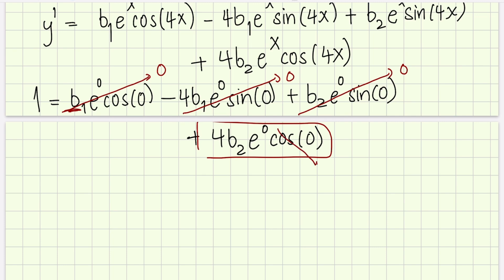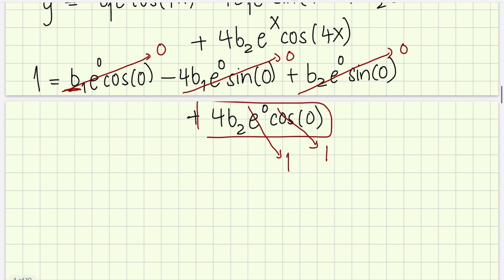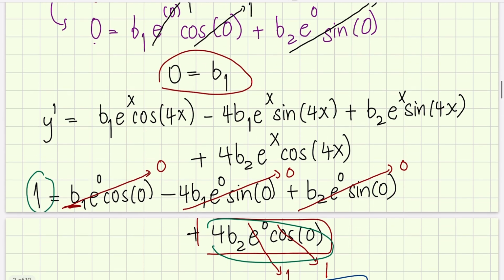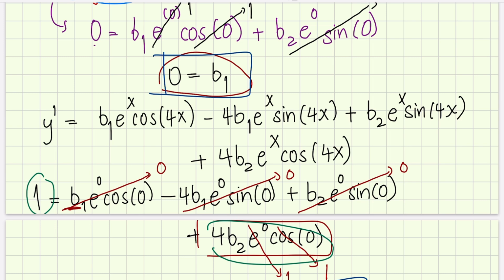Now cosine 0 is 1. E to the power 0 is 1. So we have 1 left here. So 1 equals this thing, which is 4b2. This tells me that b2 equals 1 over 4. And there you have it. You have solved for both of the arbitrary constants using some given conditions.